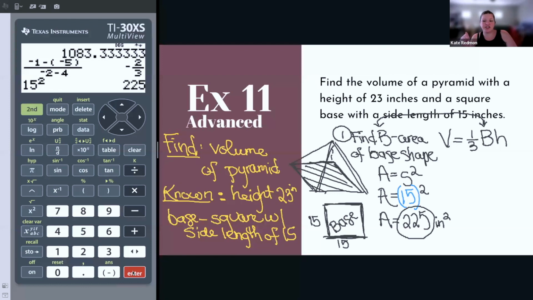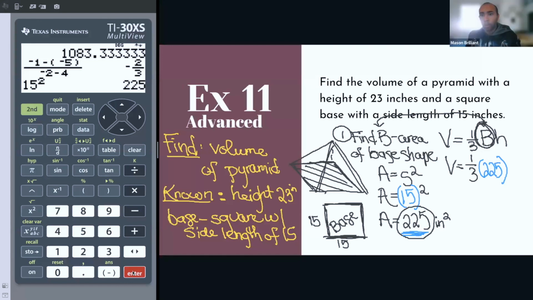That's the piece of information I needed. I needed to know the area of my base shape to find the volume. So let's say the volume is equal to 1/3. That was why I needed B, right? B was the area of my base shape. So I'm going to take this 225 area of my base shape and plug it in. And then H, we're not talking about the base shape now. We're talking about the height of the pyramid itself. What's the height of my pyramid? 23 inches.